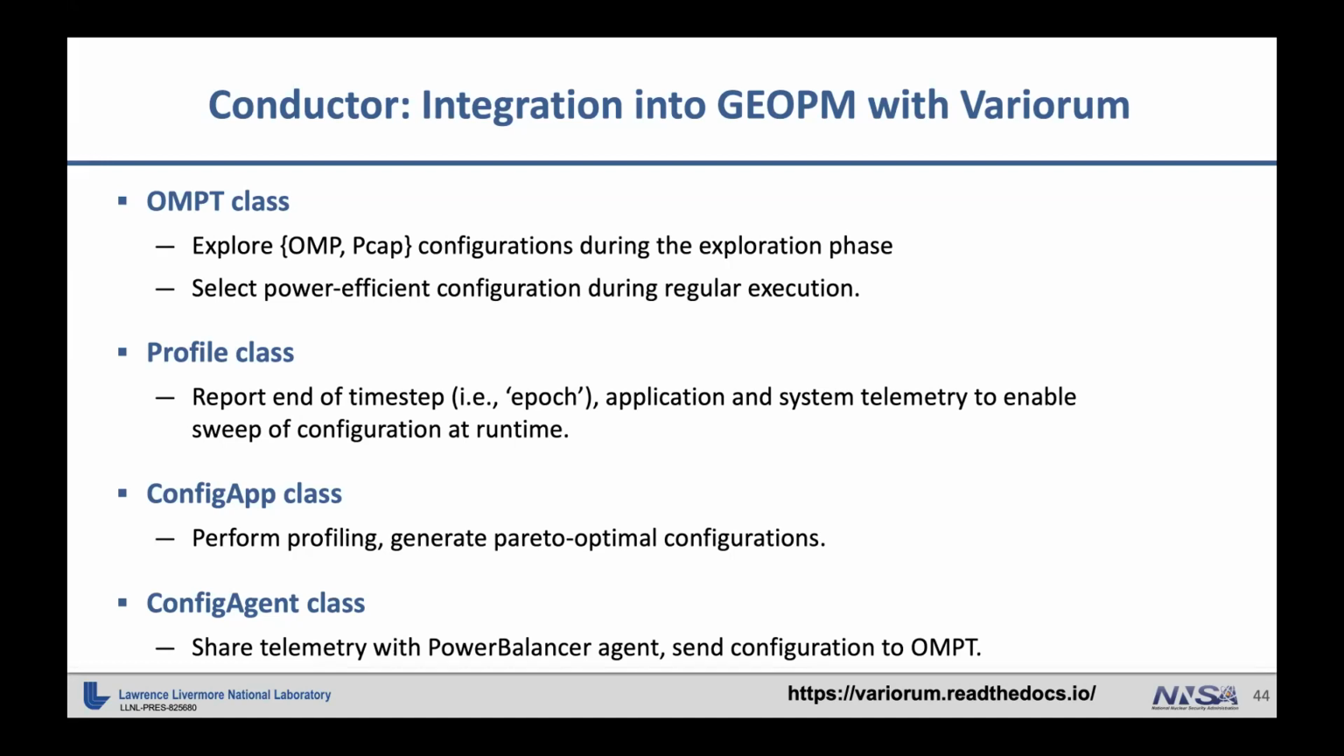The config app class is used to do application profiling and generate the Pareto optimal configurations as I showed before. And the config agent class is used to share the telemetry that is collected to the power balancer, part of the code. So we are essentially using that code and feeding it with additional control knob, which is concurrency.